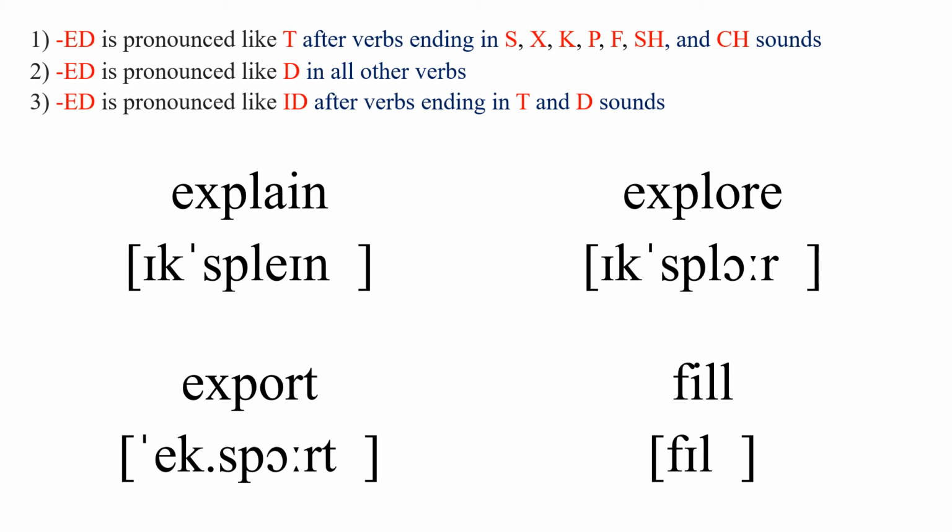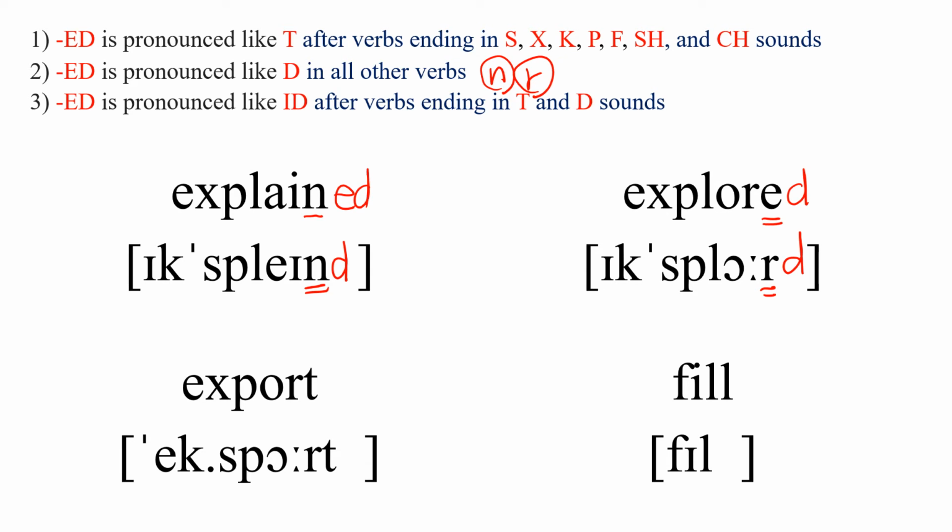Okay, next word is explain. This is a consonant, so we put ED, and this is N, which is voiced, so we put D here and read explained. Next one, explore, E ending, so we just put D here. The R is voiced, so we just put D and read explored.